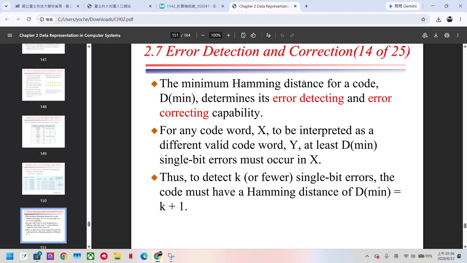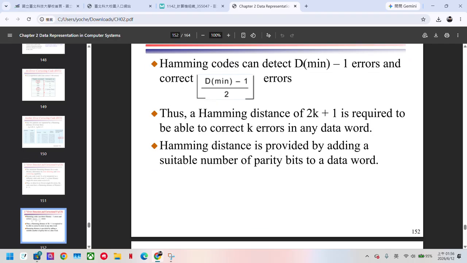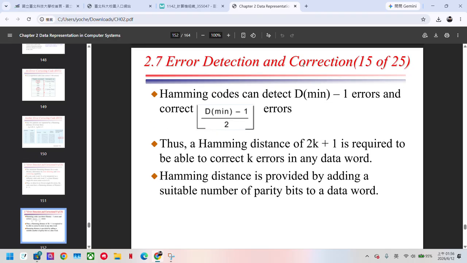The minimum Hamming distance d-min is crucial as it determines a code's error detecting and error correcting capability. To detect k errors, the code must have a Hamming distance of at least k plus 1. For error correction, the requirements are stricter. A Hamming distance of 2k plus 1 is required to correct k errors. This distance is achieved by adding a suitable number of parity bits to the original data word.